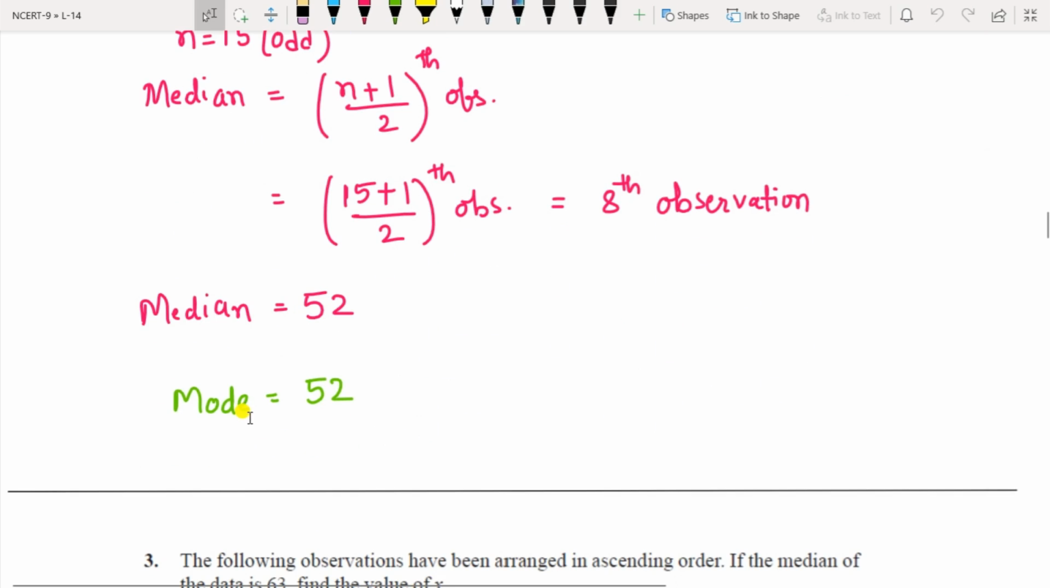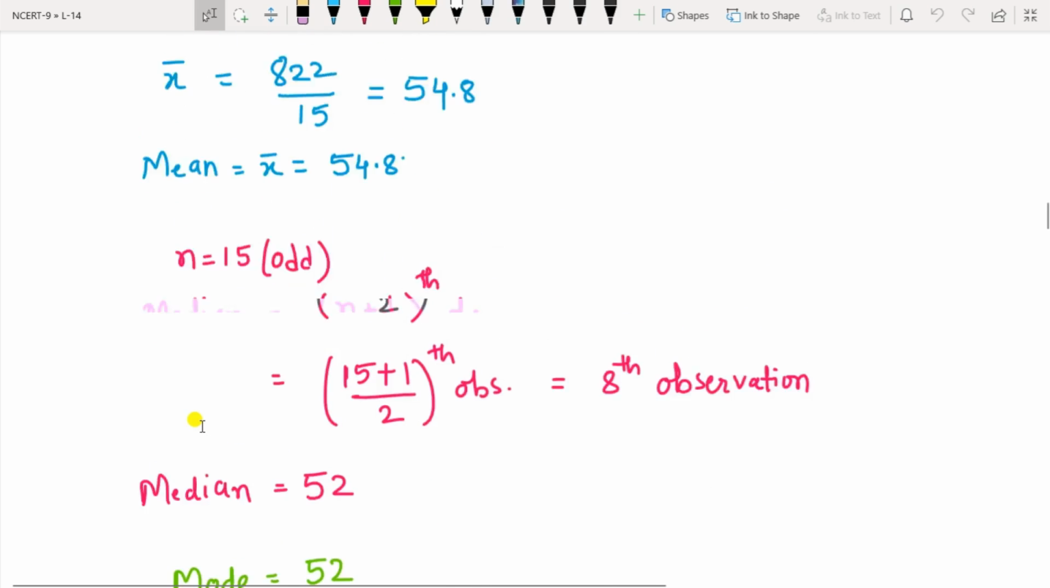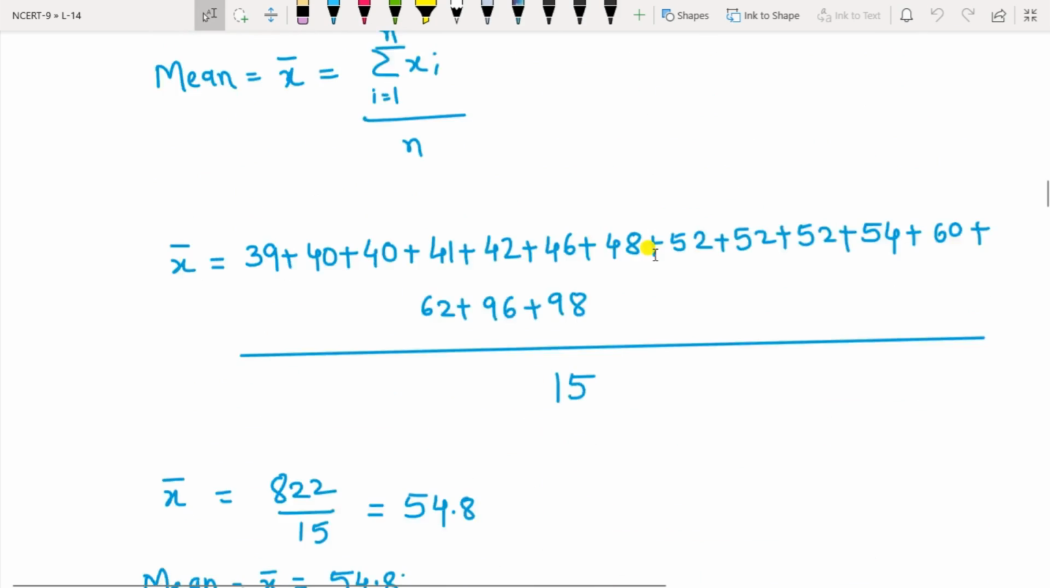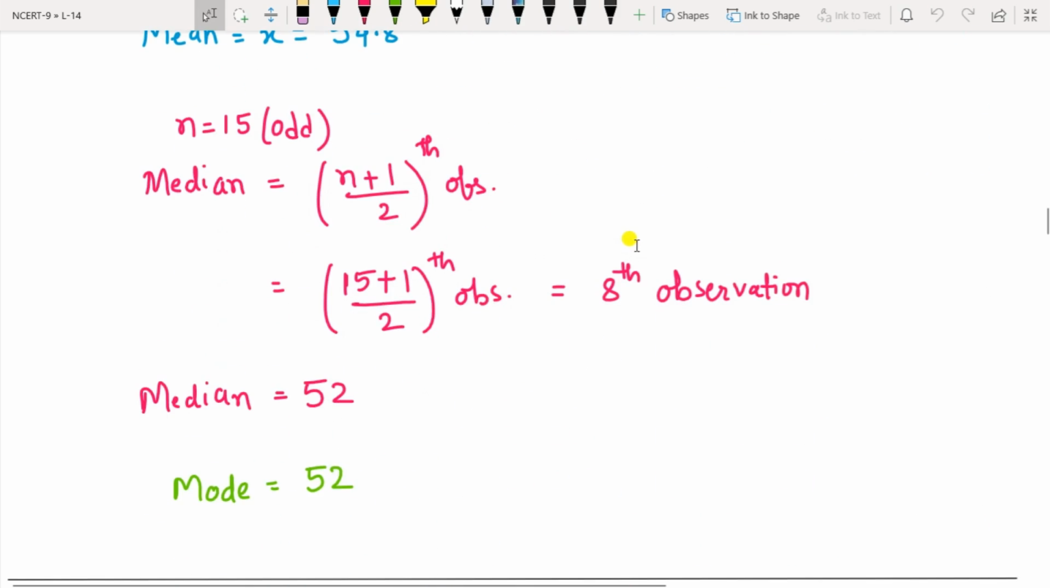And mode: the observation with the maximum number of occurrences is 52 only. It is occurring 3 times here. All the rest occur 1 time or 2 times, but 52 occurs 3 times. So 52 is the mode. This way you have to solve your exercise 14.4.